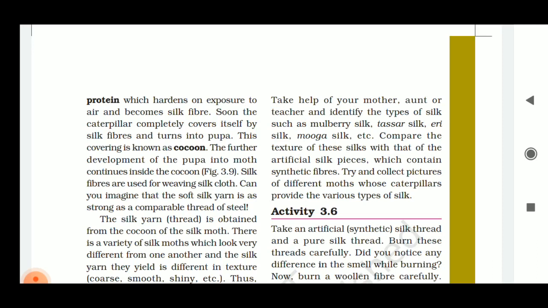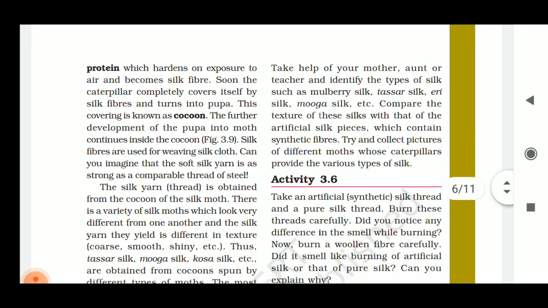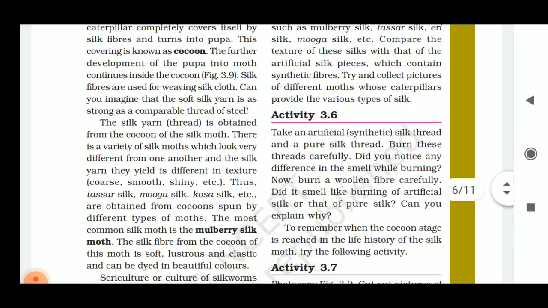Silk fibers are used for weaving silk cloth. Can you imagine that soft silk yarn is as strong as a thread of steel? But after all the processes, it is made soft. The silk yarn thread is obtained from the cocoon of the silk moth.